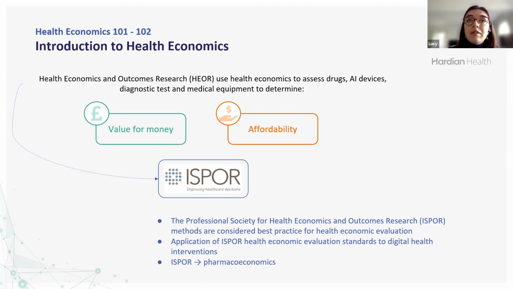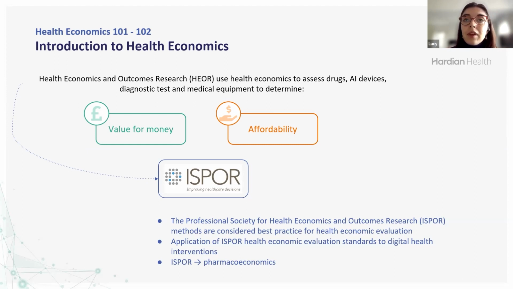HEOR really is concerned with assessing the value for money of drugs, new interventions, AI devices, and also the affordability of these interventions. Now, just because an intervention may be providing good value for money, it doesn't necessarily mean that it's going to be affordable to the budget holders.